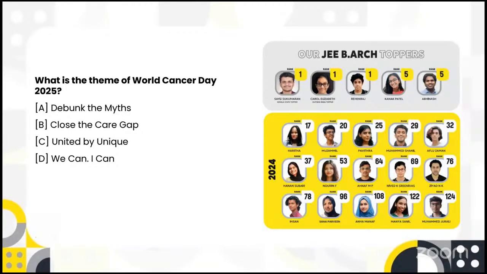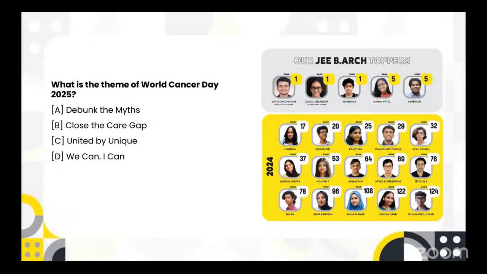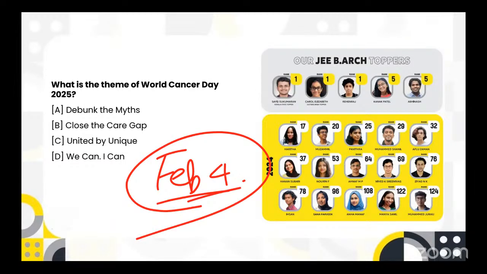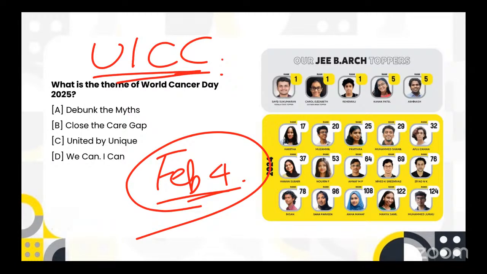What is the theme of World Cancer Day? World Cancer Day 2025: Debunk the myths, close the care gap, United by Unique. Okay, so World Cancer Day is celebrated on Feb 4. What is the purpose? Obviously, to raise awareness about cancer, its prevention, detection, and treatment. This was established by an international organization known as the Union for International Cancer Control, in 2000.